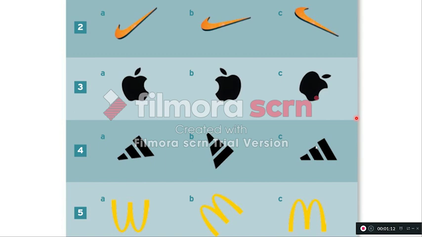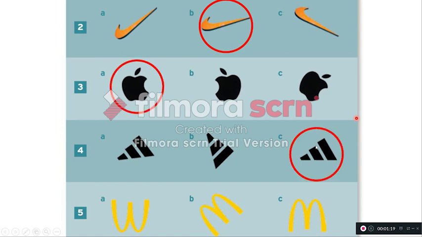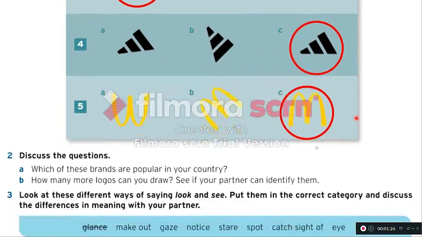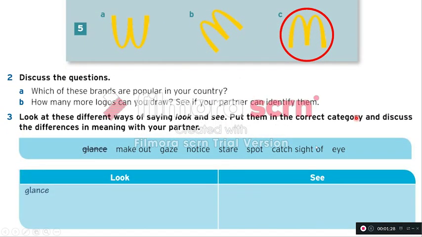Alright, I know that this exercise is pretty easy because we know that this is the correct logo in number 2, in number 3, in number 4, and finally in number 5, the letter C. Yes, very easy. But now, what you're gonna do is discuss these questions with your classmates. You already know what you have to do. You're gonna call your classmates and discuss which of these brands are popular in your country. All of them, some of them, which is more popular than the other. And also, how many more logos can you draw?